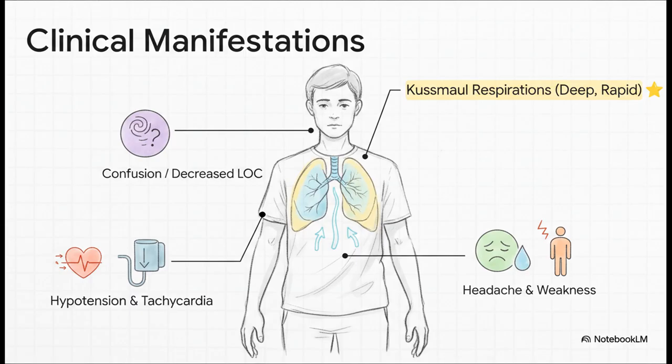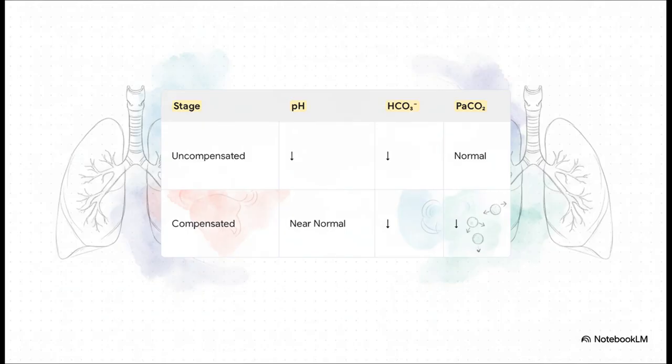But beyond the breathing, you're going to see other things, like low blood pressure and a fast heart rate. And as the brain gets affected by the acid, you'll see confusion or even a decreased level of consciousness. But the real proof is in the pudding. And in this case, the pudding is the arterial blood gas, the ABG.